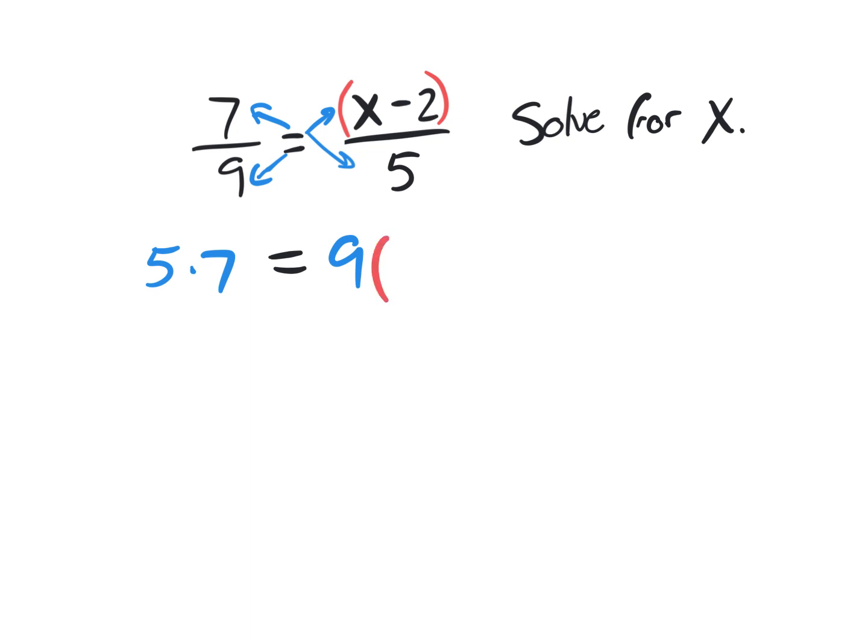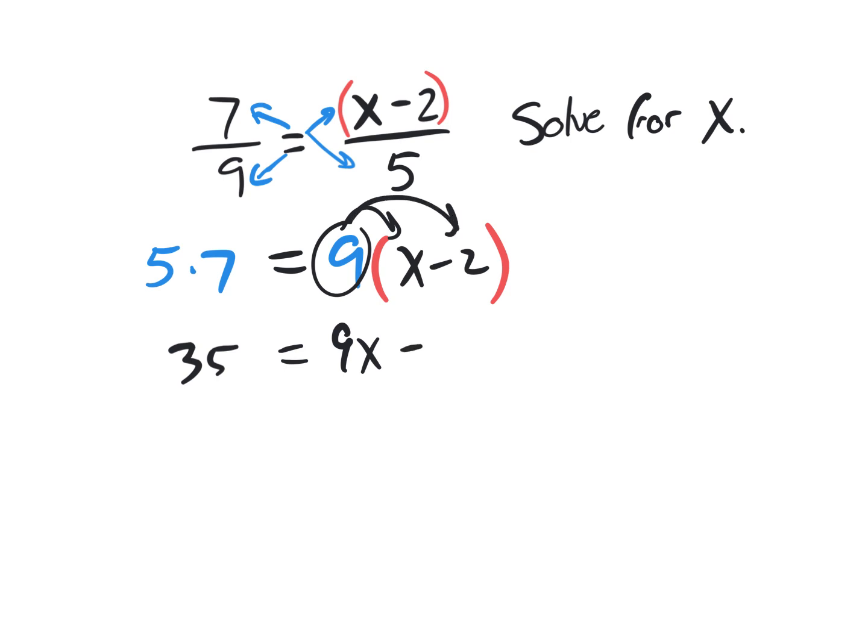So I'm going to put 9 times x minus 2. So here's my new equation using cross multiplication without any fractions. So what do I have here? I have 35 on the left side equaling, and I'm going to distribute 9 times x, that's 9x, 9 times -2, that's -18. Here's my new equation: 35 equals 9x minus 18.